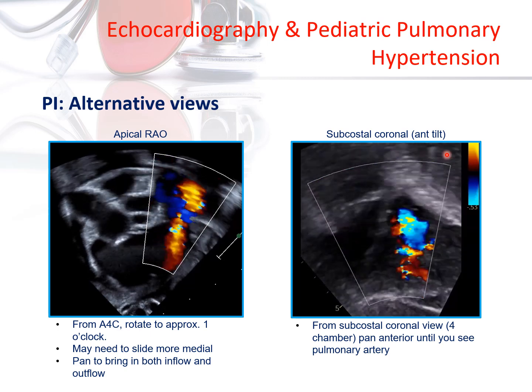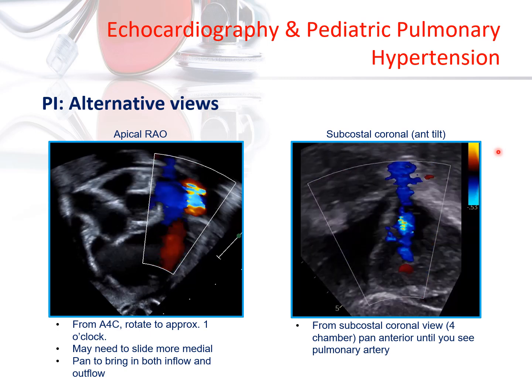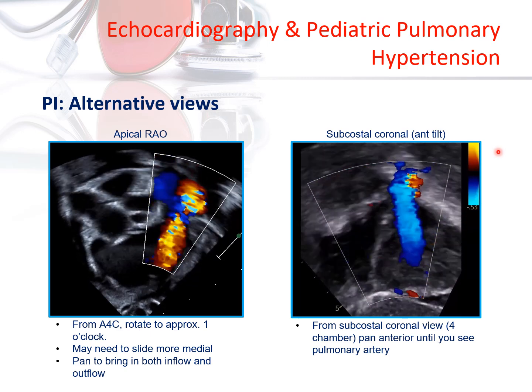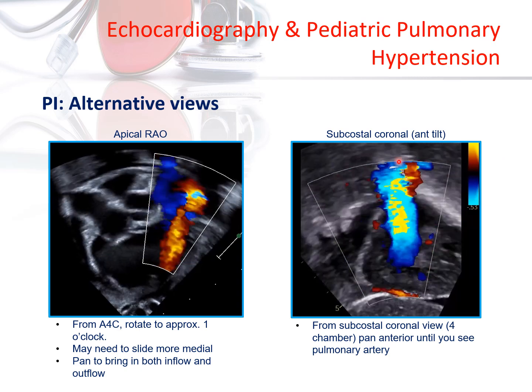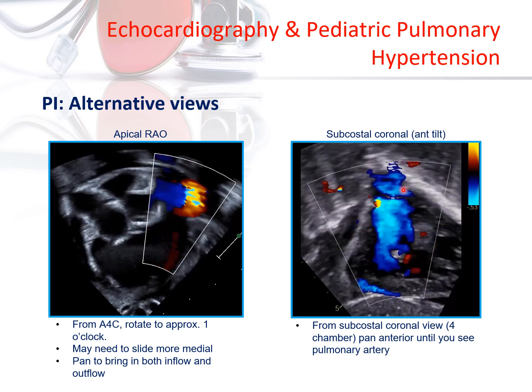The other one is subcostal coronal with an anterior tilt, pretty far because the pulmonary artery is one of the more anterior structures of the heart. And of course, here you can see the MPA flow going out and the regurg coming back.